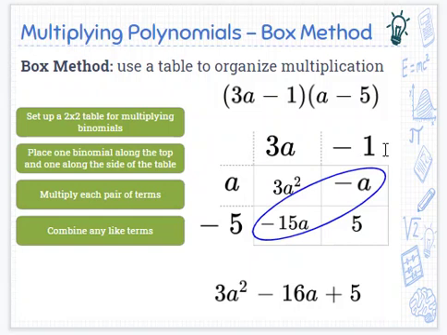A times negative 1, negative 1a, or just negative a. 3a times negative 5, negative 15a. And then negative 5 times negative 1 is a positive 5.